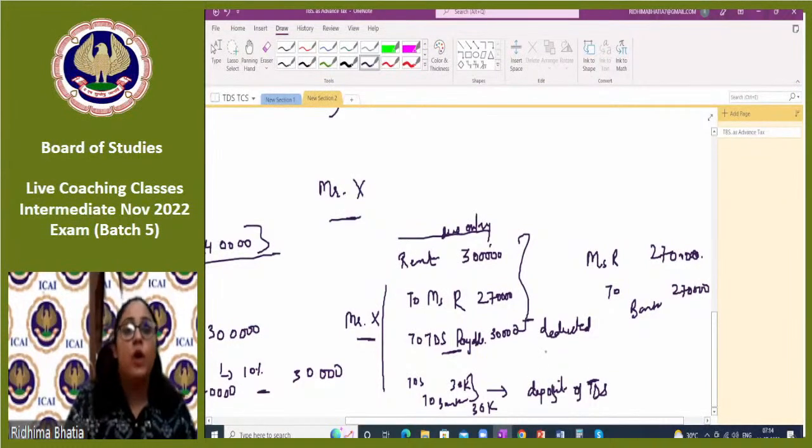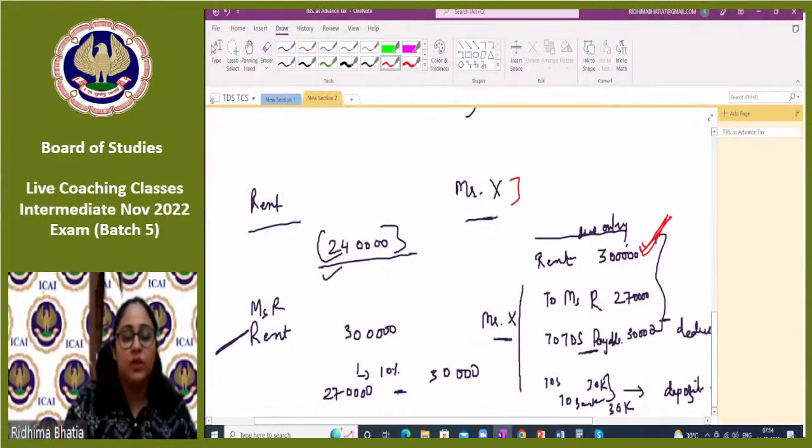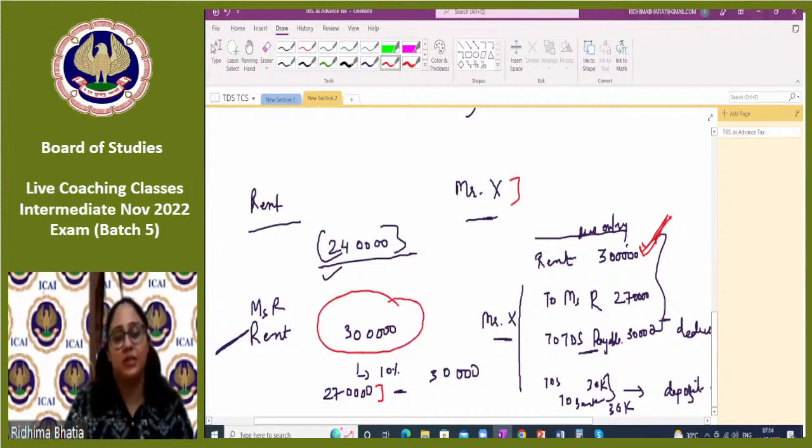Okay. Now I want to make you think: what is the expense for Mr. X? Is it 270 or 30 or 3 lakhs? The expense which he will take in P&L would be 3 lakh. What is the income for me? Is it 270 or 30? Because in the bank I received 270, right? Bank mein how much did I receive? 270. So whether the income is 270 or 3 lakh, the answer is 3 lakhs.